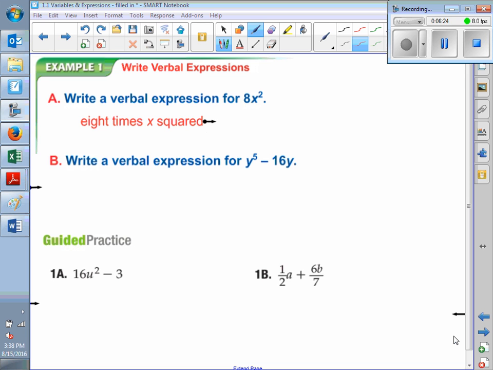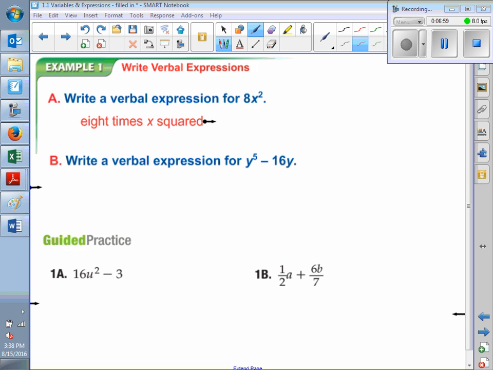There could be several different ways that you can write this, okay? How about writing a verbal expression for this? What's another way I can write that expression? Very good one. Yes? 9 to the power of 5 minus 16 times y. Yes, that's good. Anybody have another one? 5 to the 5th power minus 16 y.